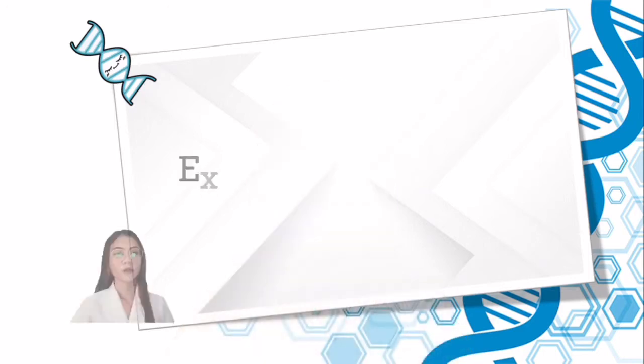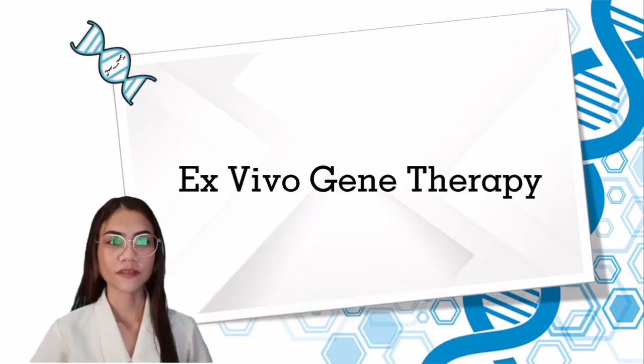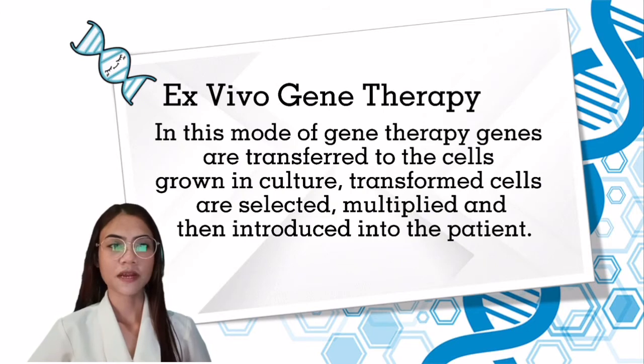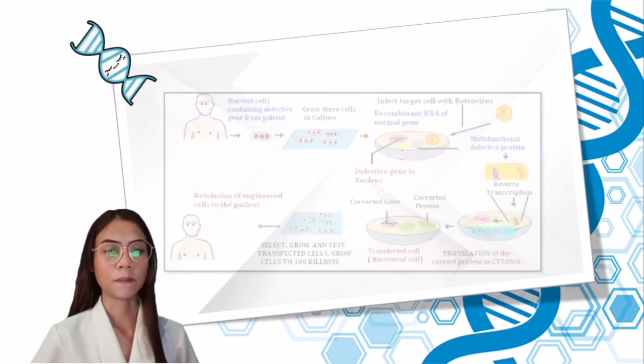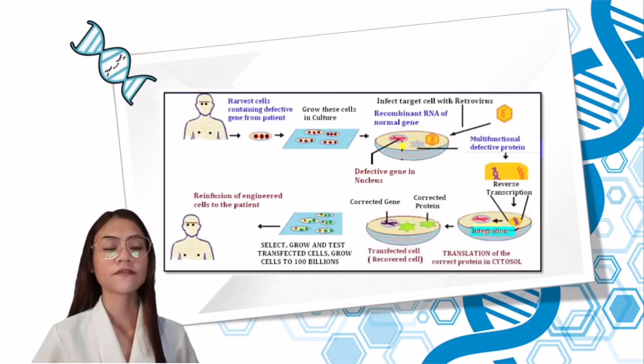Good day everyone, I am Cherry Gil V. Peralta from BPED 4B, and today I will discuss ex vivo gene therapy. In this mode of gene therapy, genes are transferred to cells grown in culture, transformed cells are selected and multiplied, and then introduced into the patient. The use of autologous cells prevents the cells from being rejected by the immune system. The cells are taken from the patient, treated and cultivated in culture before being reintroduced back into the same body.